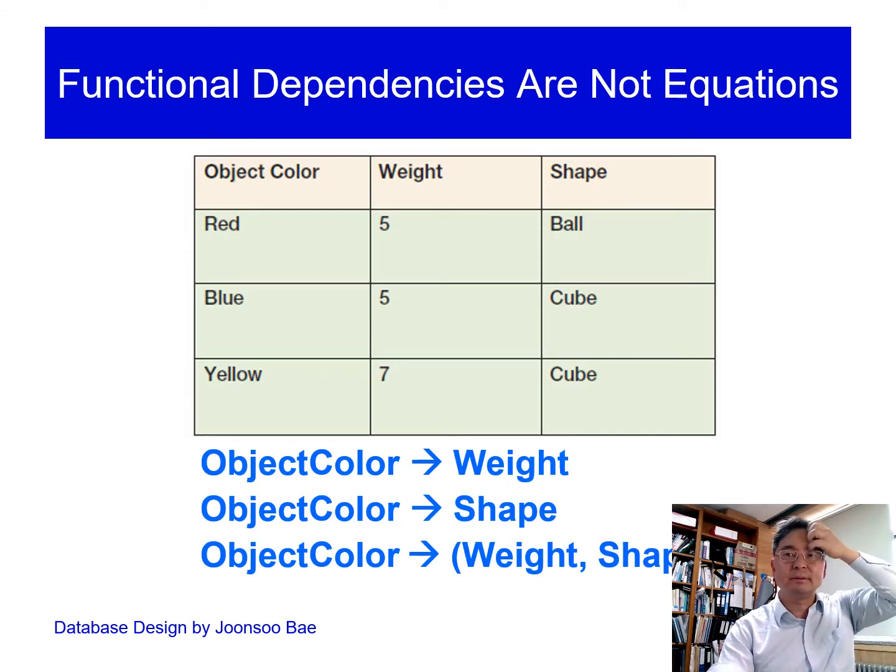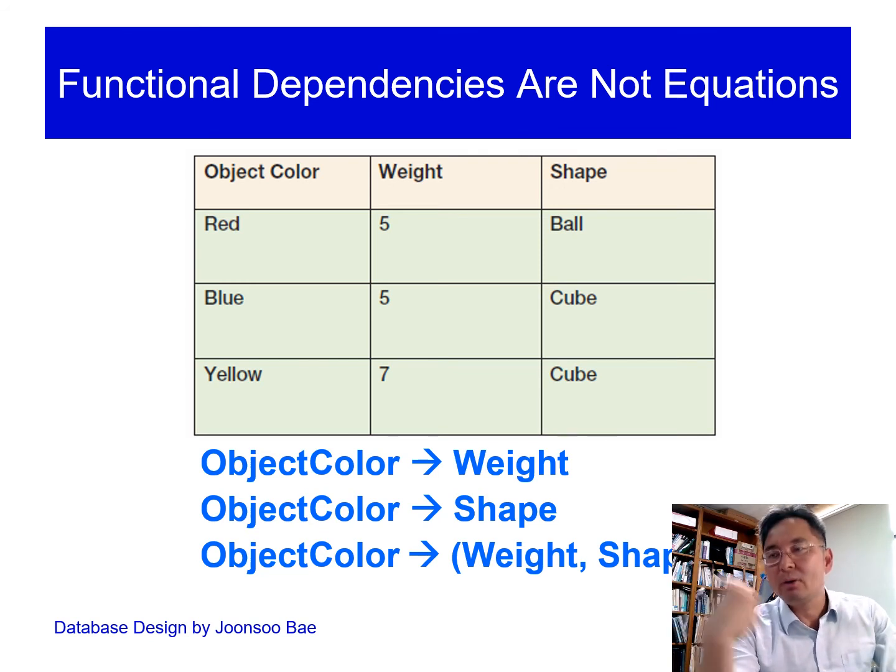So for example, if we have one relation, object, color, weight, shape, can you identify or extract every functional dependency in this relation? You must decide or judge every combination of attributes. The first combination is whether object color will determine weight or not. So this one.